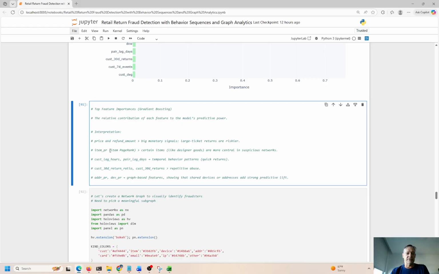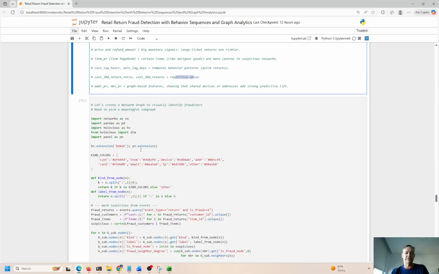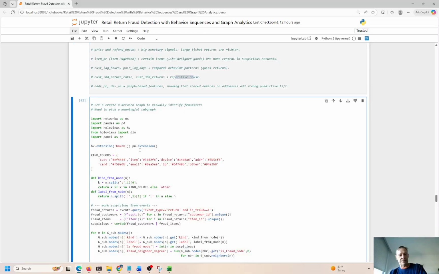The interpretation is basically looking at customer lag hours, 30 days ratio, like how many returns are you doing within 30 days? Are you doing any returns within 30 days? This would be just one return, repetitive abuse, right? These are things that we need to be aware of. Let me go ahead and create a network graph now to visually try to identify fraudsters.